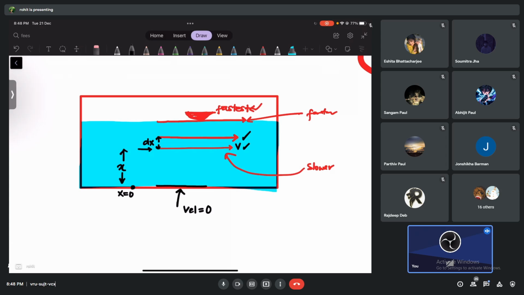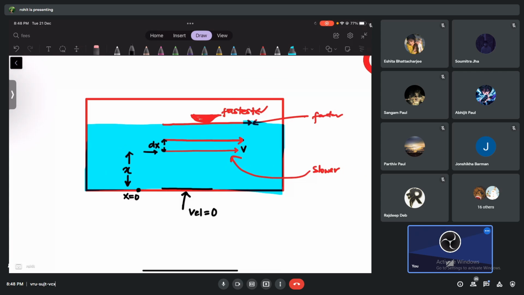What do you think will happen between these two layers? Will they have the same velocity or different velocity? Nearly equal, almost equal. Okay, I will take that. But can you tell me who will have slightly more velocity, the layer above or below? Above. Yes, so I'm going to write here v plus dv, because it's going to be more than the layer below it. So that layer is going to have v plus dv.